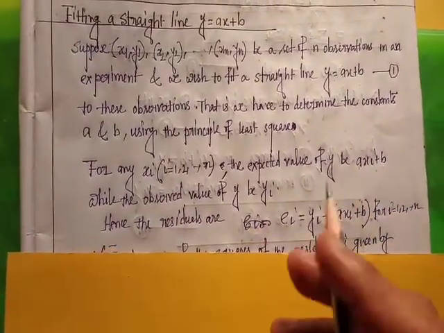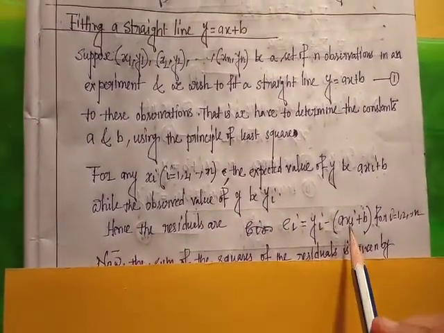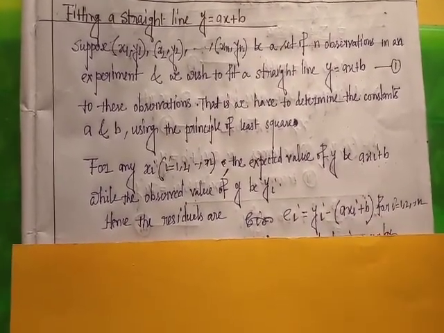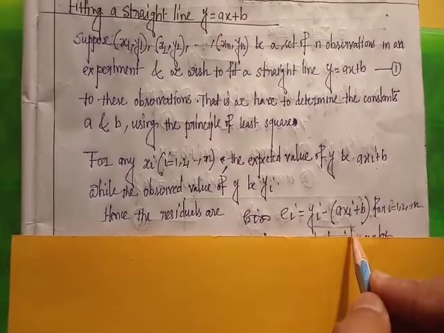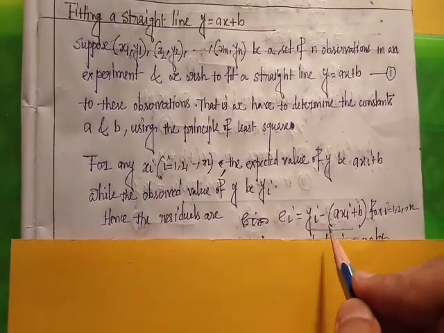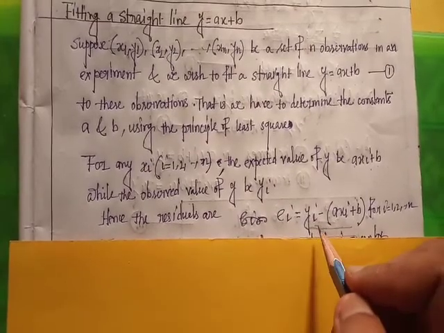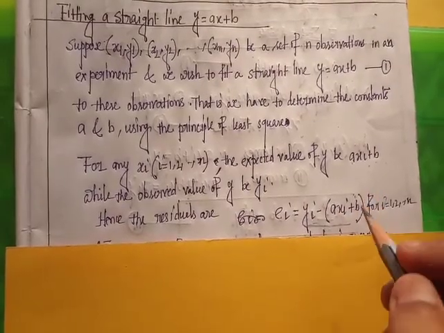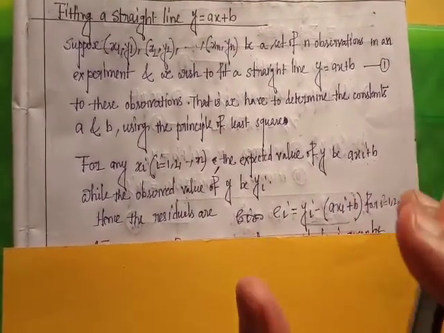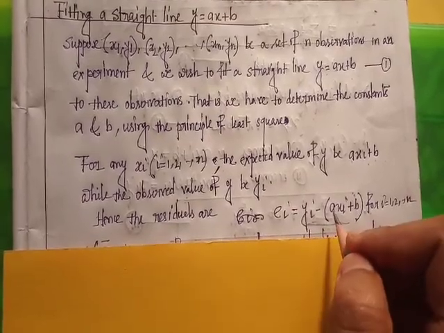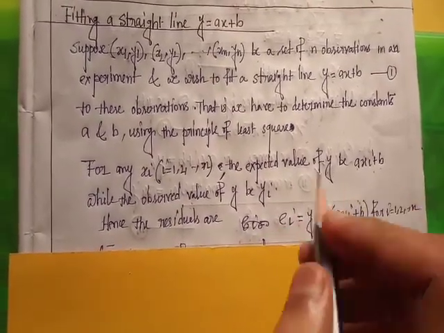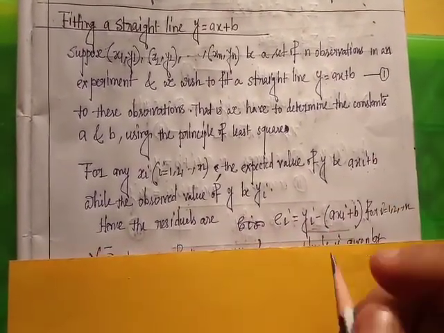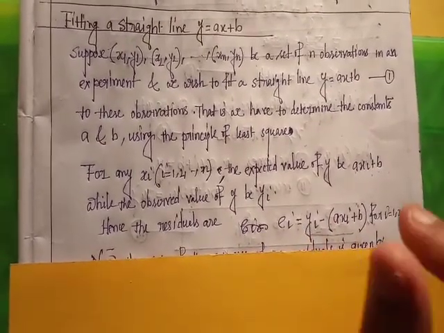Then the residuals are observed value minus expected value, that is yi minus (axi plus b). This is also called error. So here the observed value is yi and the expected value is axi plus b. We denote it by ei: ei equal to error or residual equal to observed value minus expected value.